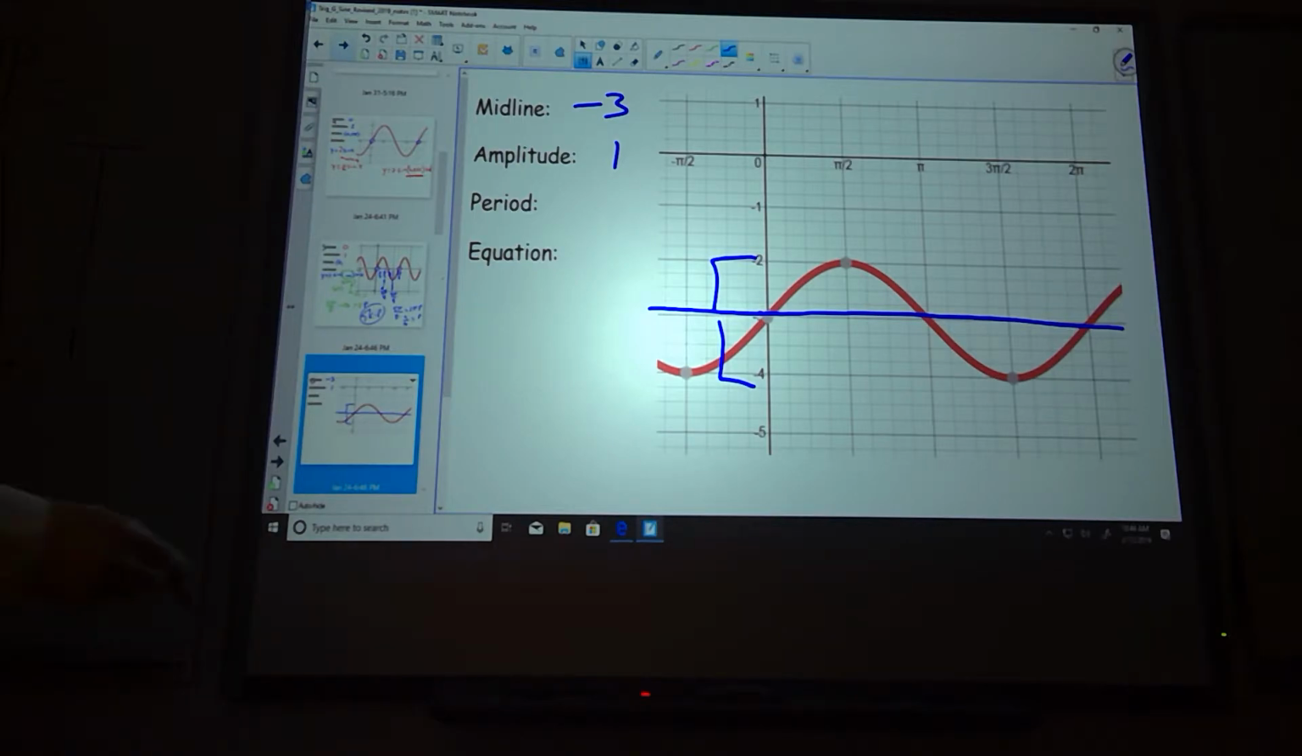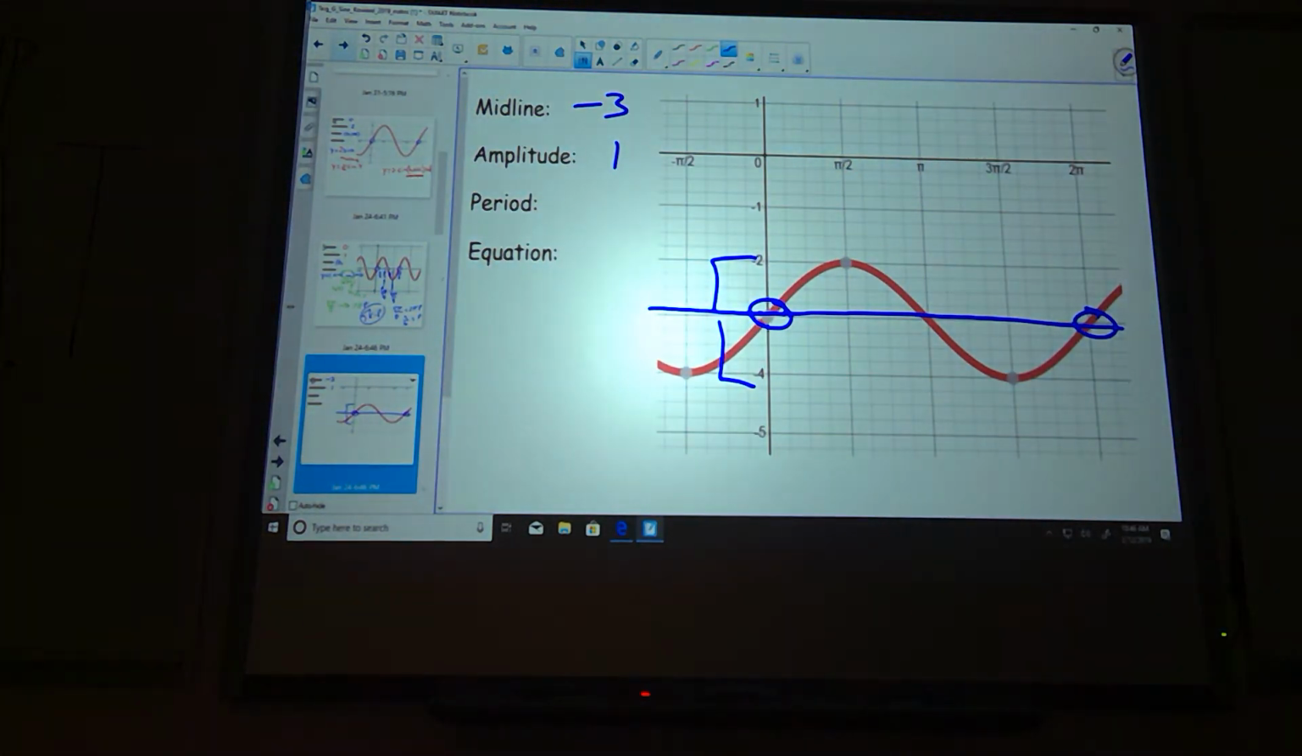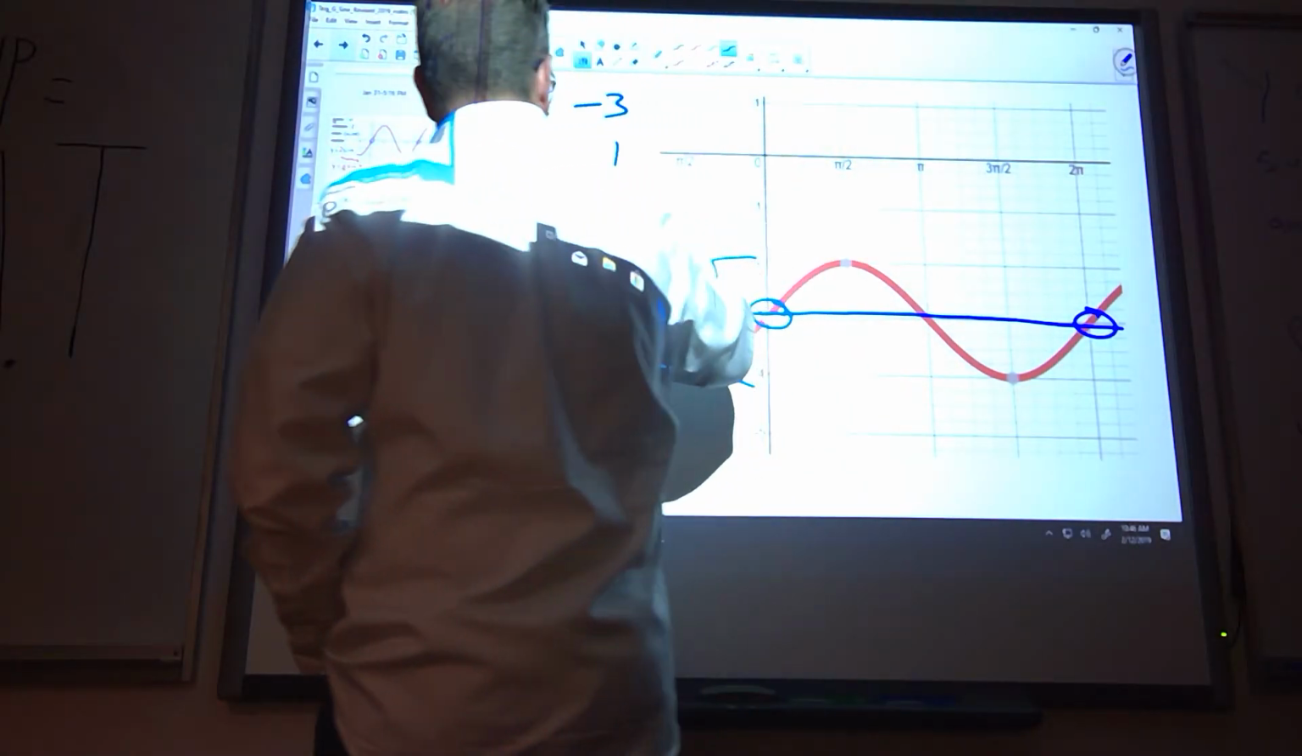It appears that it starts here and it repeats here. So what does it appear my period is? Goes from 0 to 2 pi. Does that seem okay?